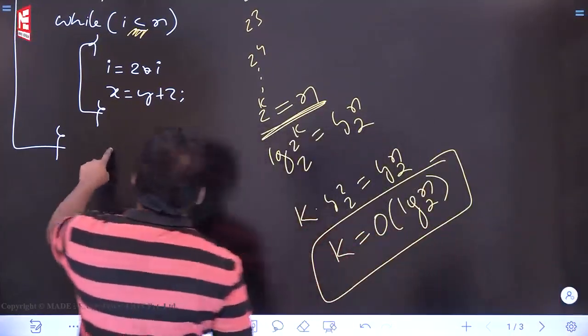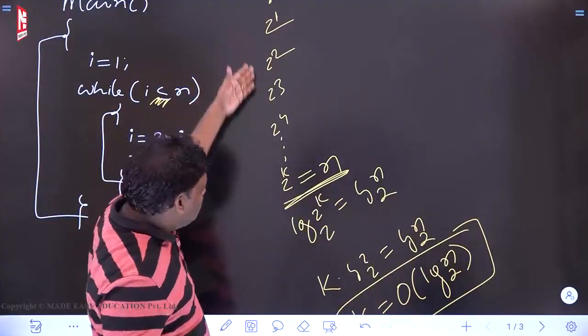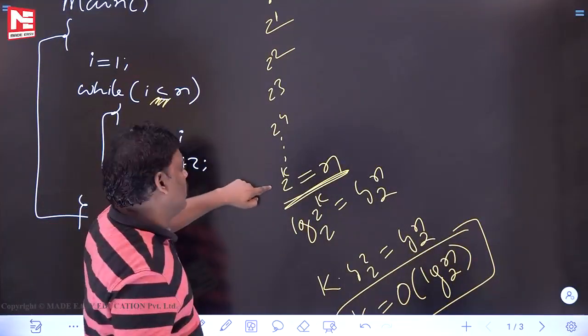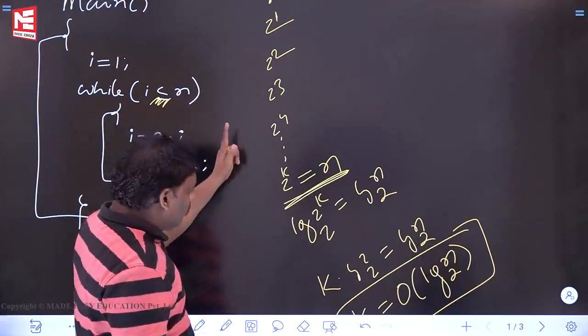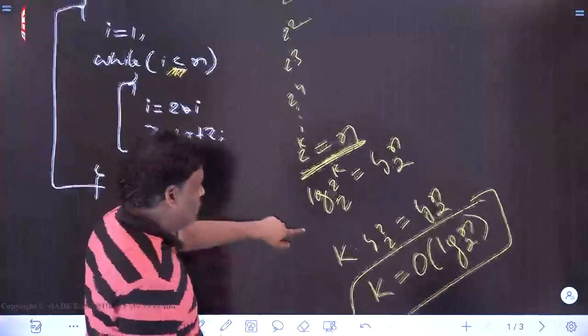So we are always multiplying by 2. So the 2 power series came after repeating k times, 2 power k. 2 power k is equal to n, that is the reason I stop. Finally, what is the k value? The k value is log n base 2. That is the answer.